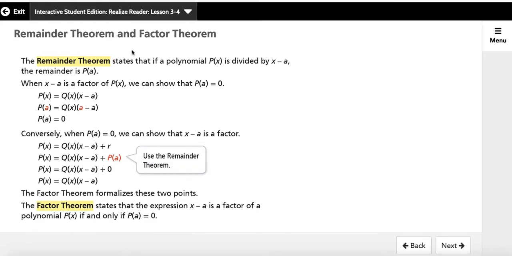We're going to start off with the remainder theorem and the factor theorem. The remainder theorem states that if a polynomial is divided by x minus a, the remainder is going to be p of a, which we already learned in a previous section. And it goes all the way down to the factor theorem, which states that the expression x minus a is a factor of a polynomial if and only if p of a equals 0. In other words, if we end up with a remainder of 0, that means x minus a must have been a factor. We're going to use that to break down polynomials.